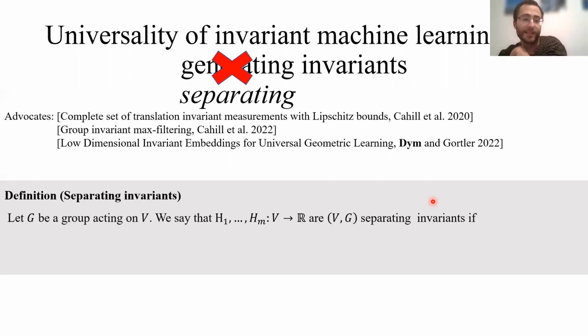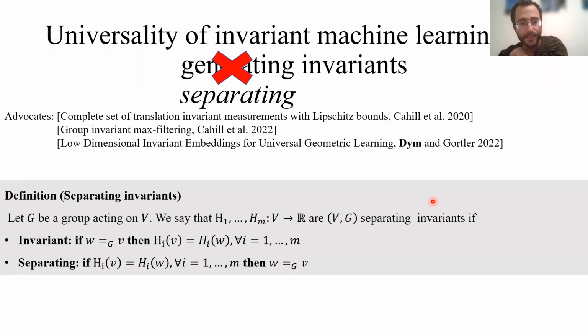Okay, so here's a definition, first of all. We have a group acting on V. We have a finite number of functions, h1 to hm, and we call these separating invariants if, first of all, they are invariant, and secondly, they're separating, which means that if two different elements in capital V, little v and little w, get the same value for all of the different h's, then this implies that w and v are the same up to a group action. So these separating invariants completely characterize the quotient space.